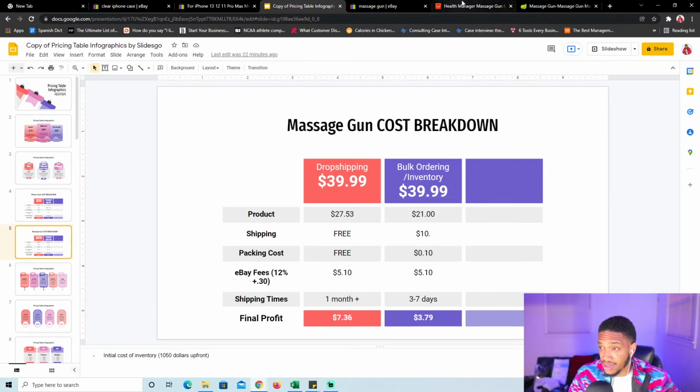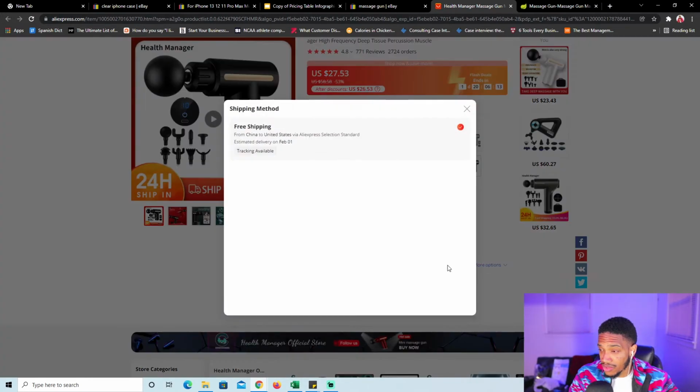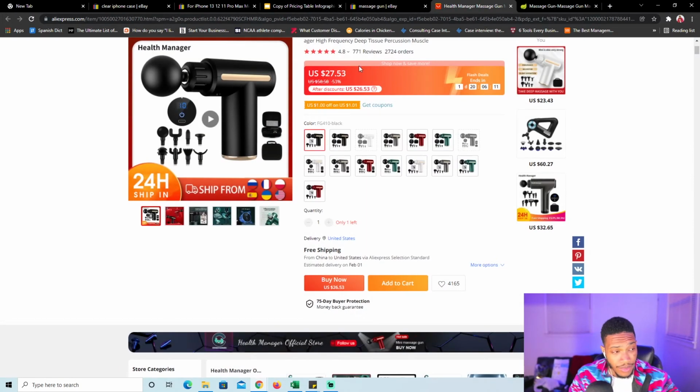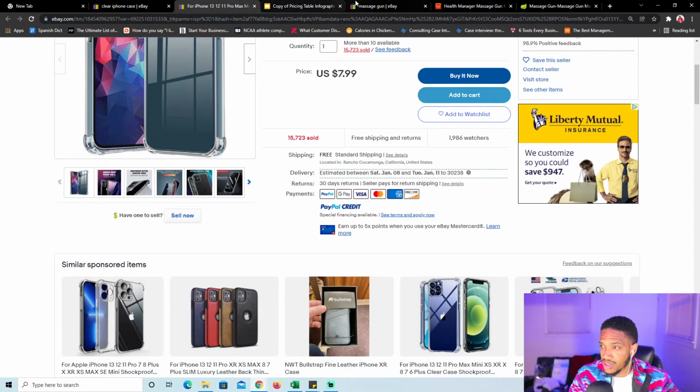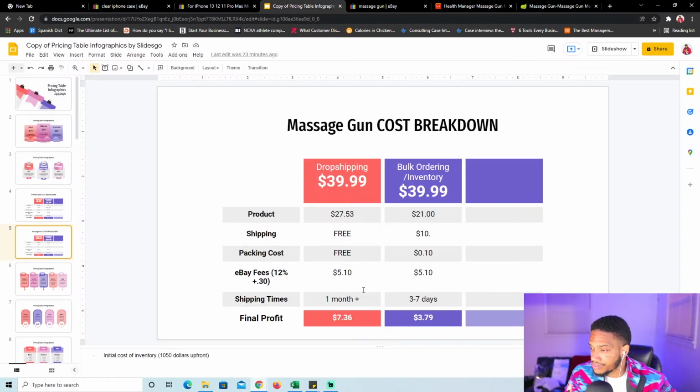Again, your shipping time is going to be roughly 1 month, which is entirely too long for eBay. You can get away with that if you choose to use Shopify, but on eBay that is not realistic. So when you look at your final profits, you are at $7.36. But again, this probably will not work on eBay because you are competing against people who have faster shipping times, arguably better pricing, and you don't want to get caught in a situation where you have to refund someone after you already sent the order out and it's in transit.